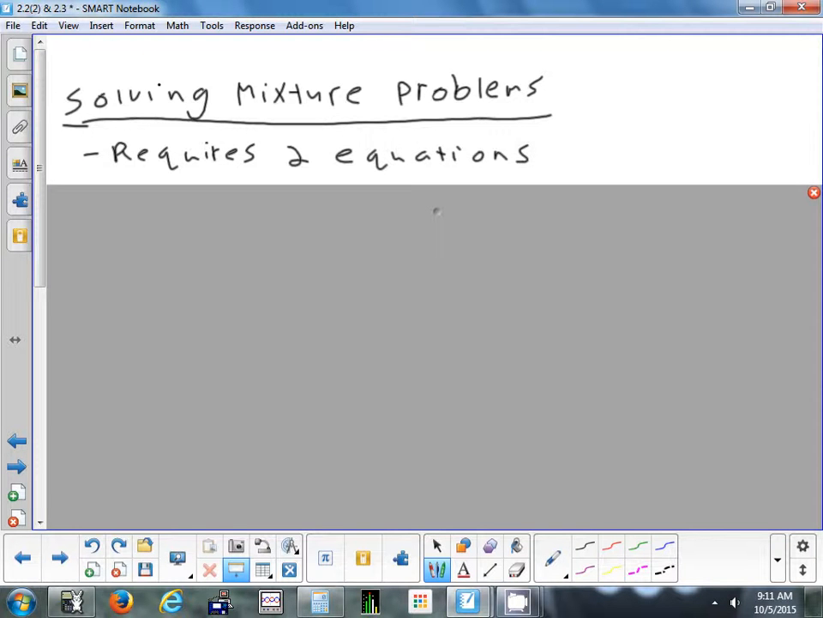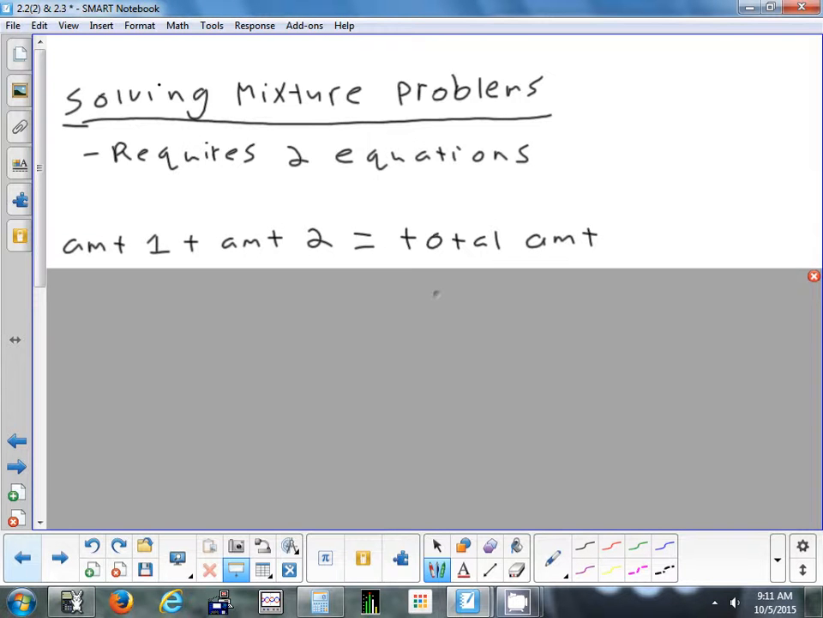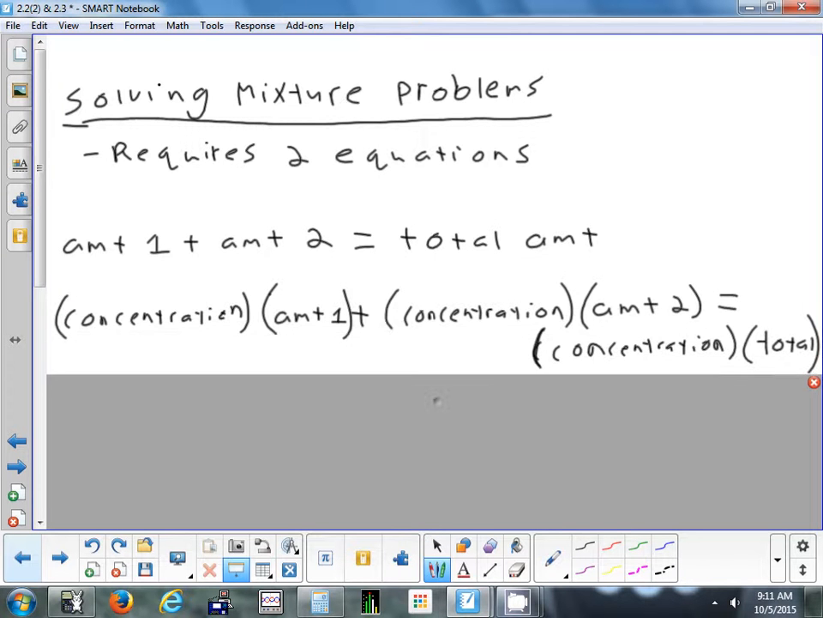All right, mixture problems. This will be our last type of linear equation, then we're going to finish up with quadratics. Mixture problems generally require 2 equations. We've got to make 2. That's 1 equation. That's our second equation. Let me kind of explain what those are.